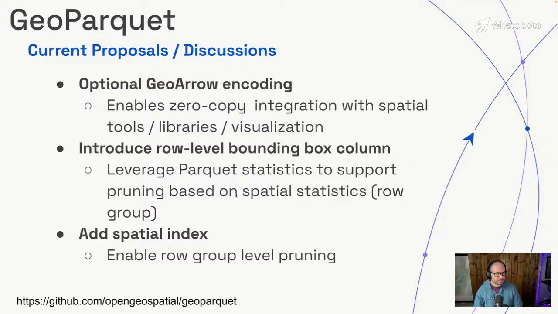So that's kind of the general idea of GeoParquet. If you check out the GitHub repository in the issues, there's some interesting discussions. There's a pull request for adding things like, we mentioned, the optional GeoArrow encoding. So this is really neat, enables zero copy integration with other spatial tools, libraries, visualization. So once we very, very efficiently deserialize that, load that into memory, we can essentially move that geospatial data back and forth between, say, something like GeoPandas and a visualization library.